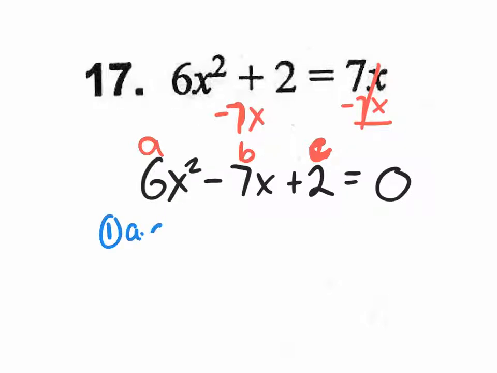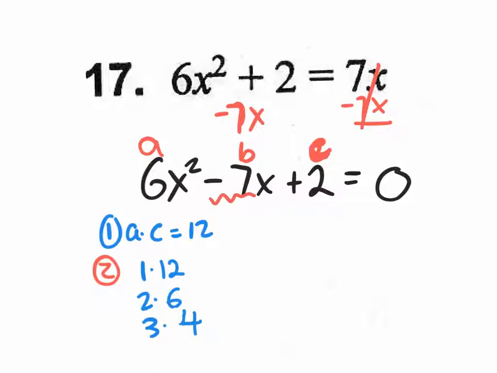Step 1, multiply a times c. That is 12. Step 2, think of the multiples of 12 that combine together to give you negative 7. So you could get 12 by doing 1 times 12, 2 times 6, and 3 times 4. Anyhow, which pair of numbers combines together to give us the b value, which is negative 7? That would be the 3 and the 4, but that gives you a positive 7, and we want a negative 7, so you'd have to change the signs.